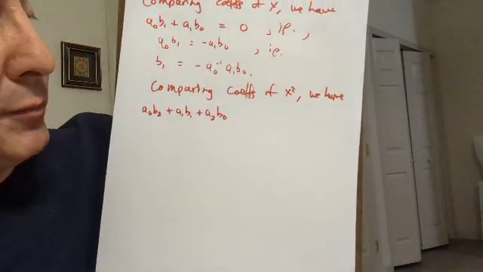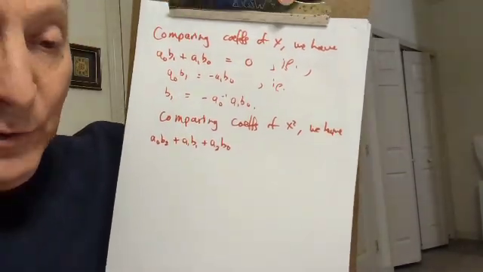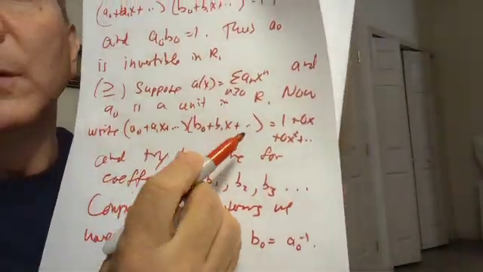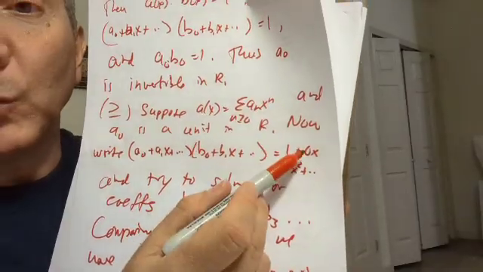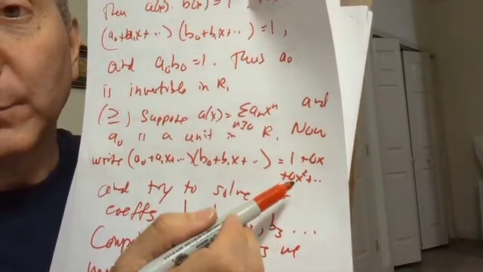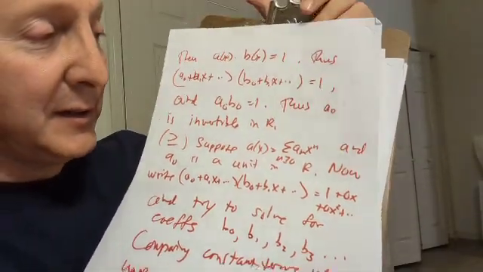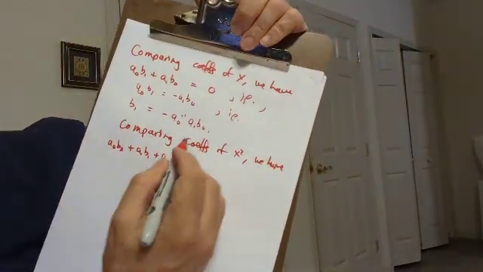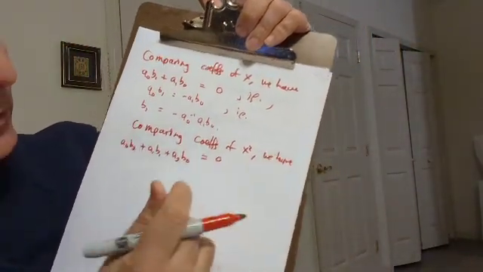So that sum of products has to be equal to 0, because on the right hand side of the equation, the 1 equals 1 plus 0x plus 0x squared plus 0 for every other power of x. So the coefficient of x squared on both sides is going to be this thing being equal to 0.